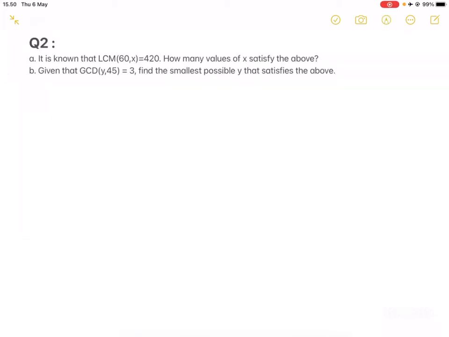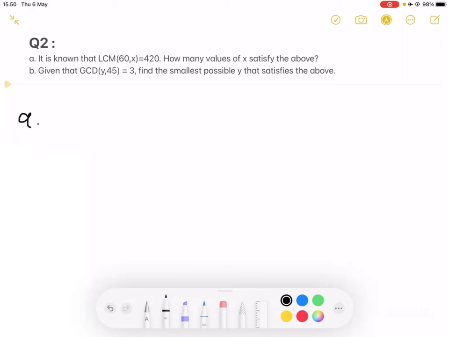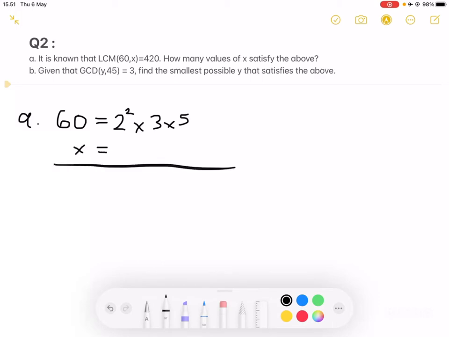Number 2 is quite challenging. It is known that the LCM between 60 and x is 420. How many values of x satisfy the equation above? So let's set up our prime factorization way of finding the LCM and GCD. For 60, expressing it in its prime factorization gives 2 squared times 3 times 5. We don't know about x yet, so we just leave it there.